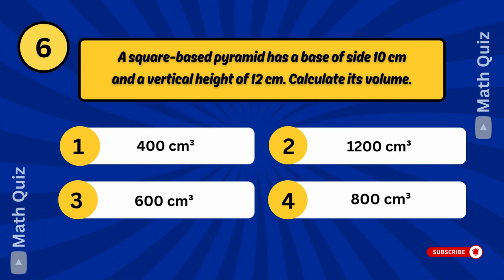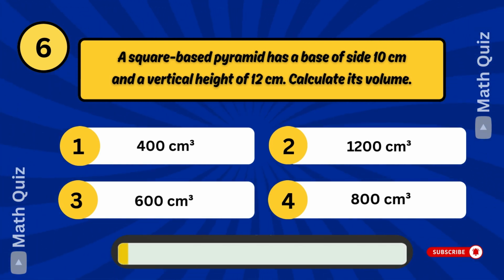A square-based pyramid has a base of side 10 cm and a vertical height of 12 cm. Calculate its volume.